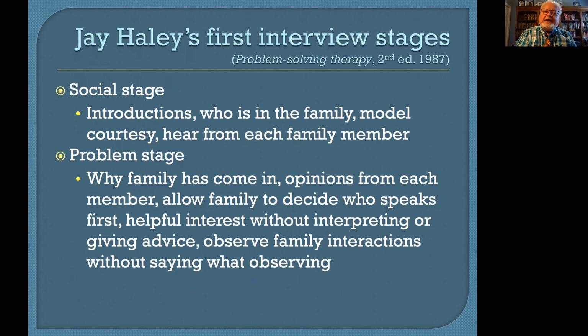For families, family therapist Jay Haley has suggested stages during the first interview. The social stage is where introductions occur and who's in the family is identified. The worker models courtesy and listens to all the family members. This then leads to the problem stage, in which the family explains why they came in, getting opinions from each member, allowing the family to decide who speaks in what order. The worker shows helpful interest without interpreting or giving advice. They observe family interactions without commenting on what they're seeing. They're just trying to get a sense of how the family works.